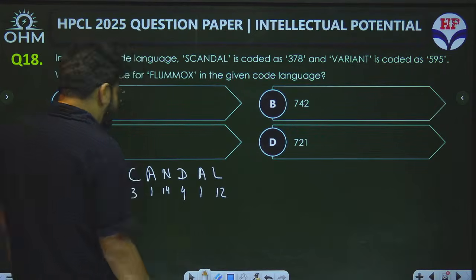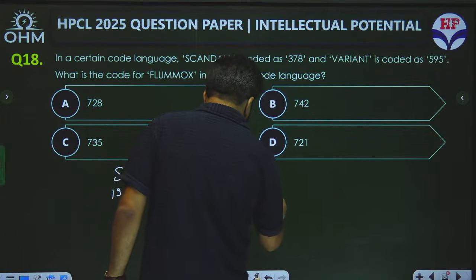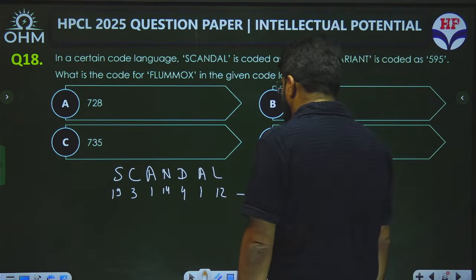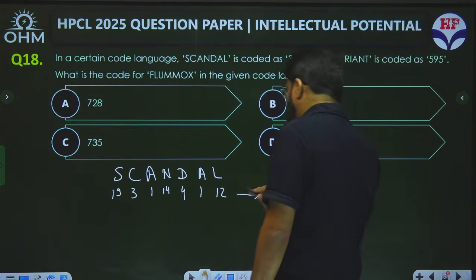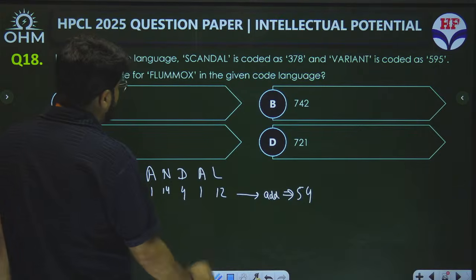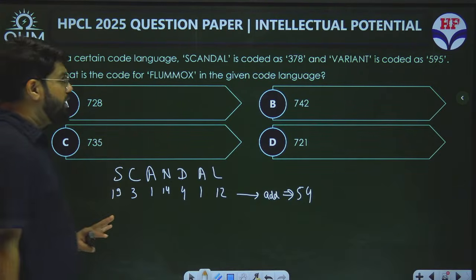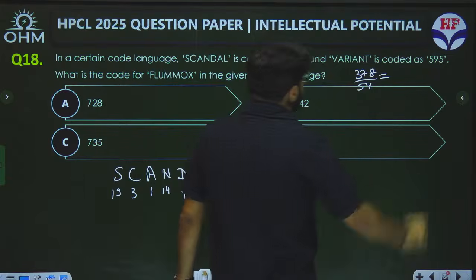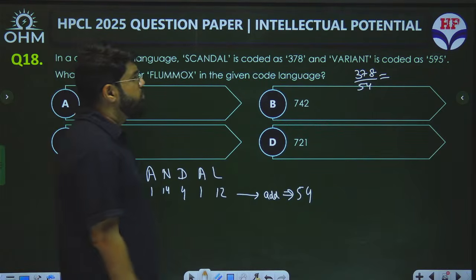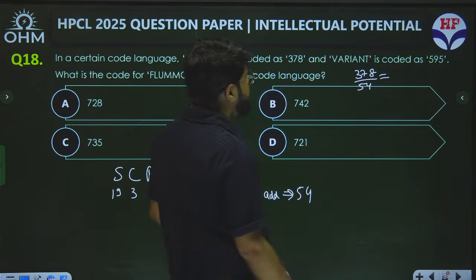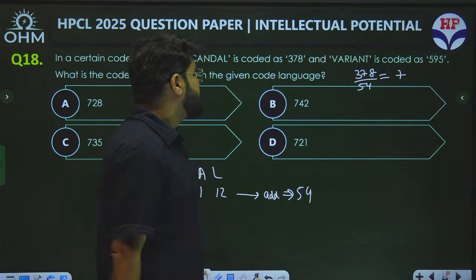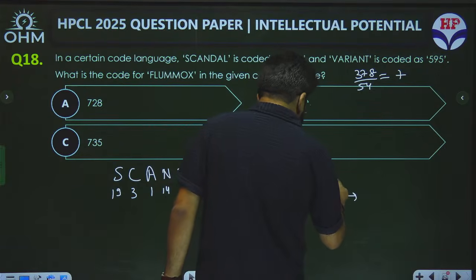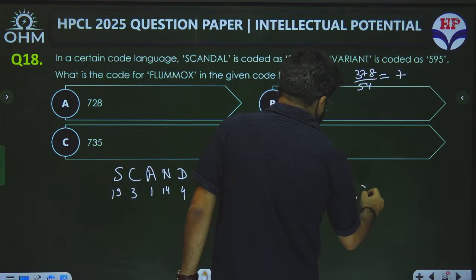If I add all of them, see what is happening. 22, 23, then 37, 41, 42, and 12, 54. I am getting 54. And the given code is 378. Let's see, is 378 divisible by 54? If I divide 378 by 54, yes, it is 7 times. 54 into 7 is 378. So this, when multiplied by 7, gives 378. That is the code given.